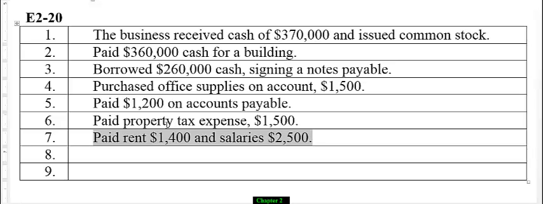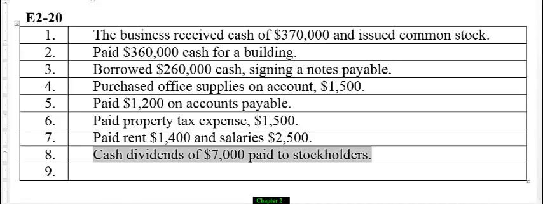For transaction 8, we see a debit to dividends because it's on the left, and we see a credit to cash on the right. Dividends are going to increase as a debit. Cash is going to decrease as a credit. So we're increasing dividends as we pay out cash. So we are paying out cash dividends to our stockholders for $7,000.